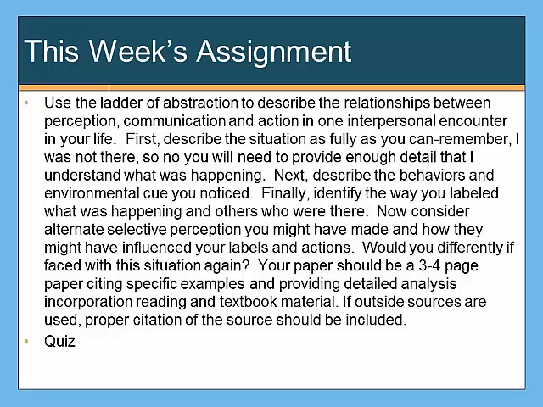Next, you need to describe the behaviors and the environmental cues you noticed. Finally, identify the way you labeled what was happening and the others who were there. Now consider alternate selective perceptions you might have made and how that might have influenced your labels and actions. What would you do differently if you were faced with this situation again? Your paper should be 3 to 4 pages. It should cite specific examples and provide a detailed analysis incorporating reading and textbook material. If you use outside sources, those should be properly cited.